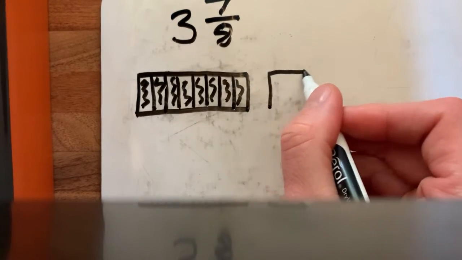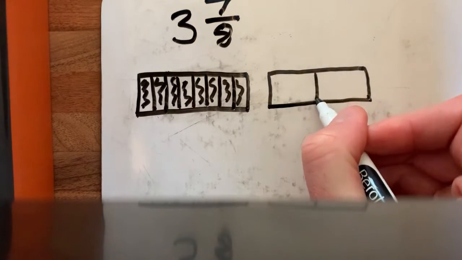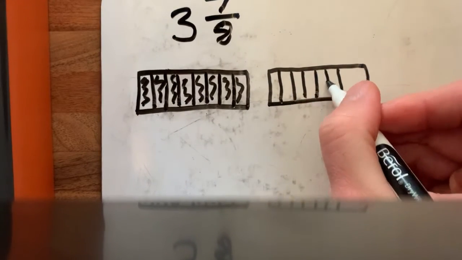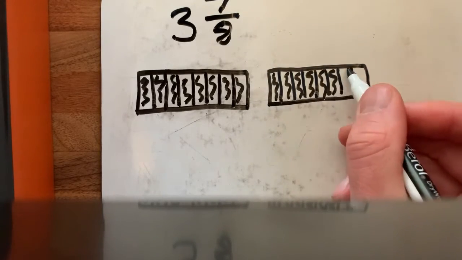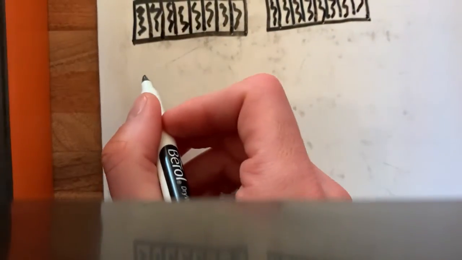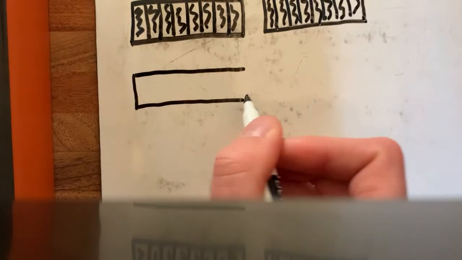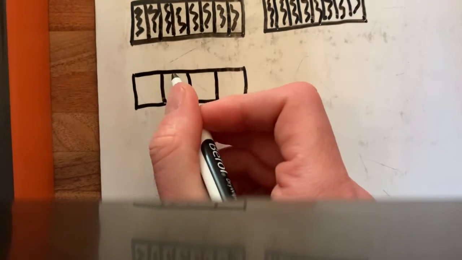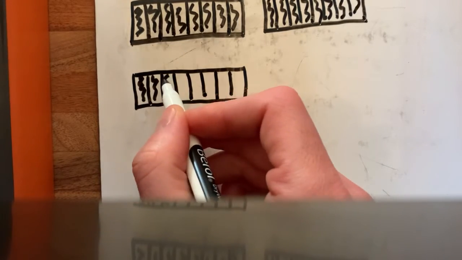So then we need to draw another whole. Again, we're splitting it into 8 equal parts. And again, we've got all 8 parts for our second whole. We need to do our third whole, if we just do it underneath. So again, we're splitting it into 8 equal parts, and again, we've got all 8 equal parts.